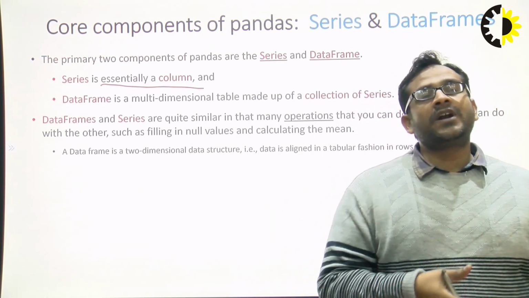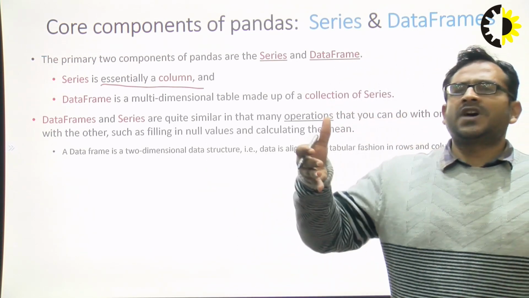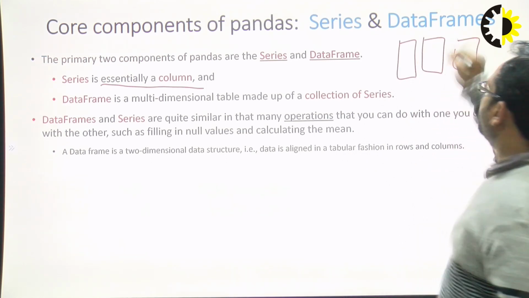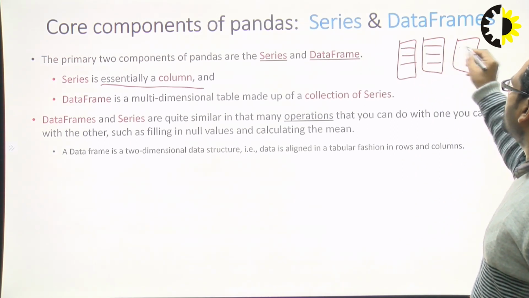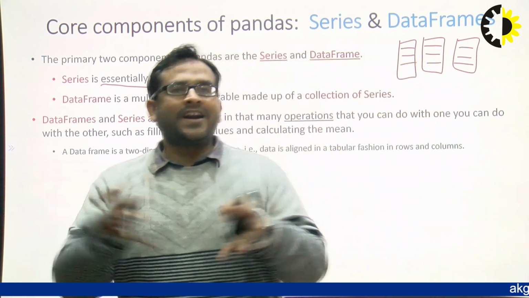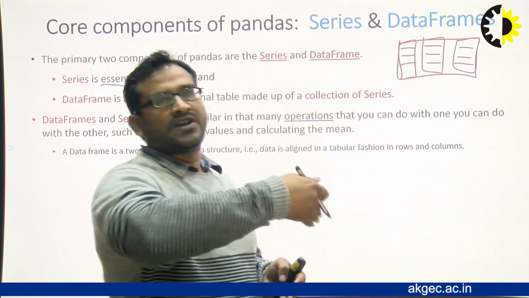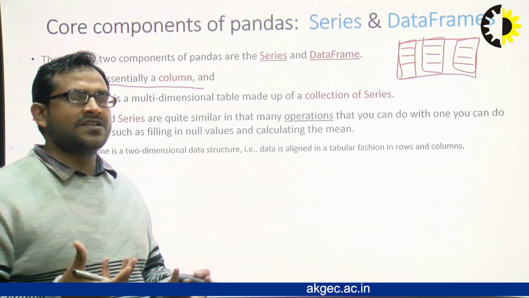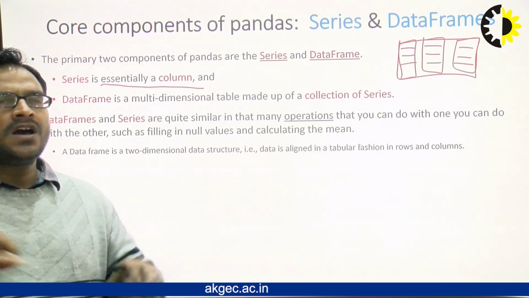And what is a data frame? A data frame is a multi-dimensional table made up of a collection of series, like a number of columns connected. Suppose we have a first column, second column, third column, and each column has multiple values in this way. So there are three series. If I collect all of them, it makes a data frame, right? A data frame which has 3 columns and 4 rows. So we can say that a data frame is a collection of series, or that it is in a tabular form.